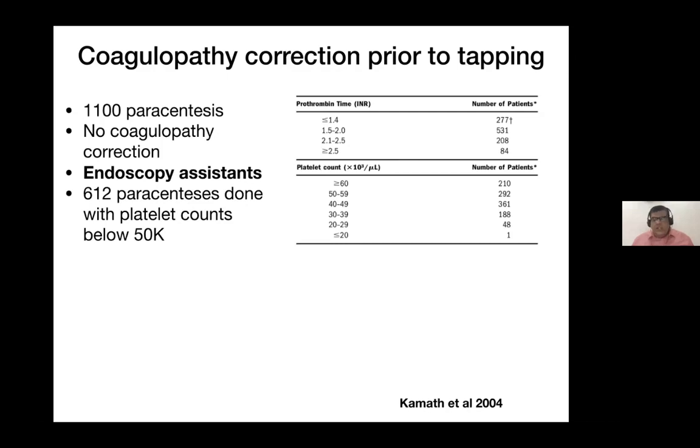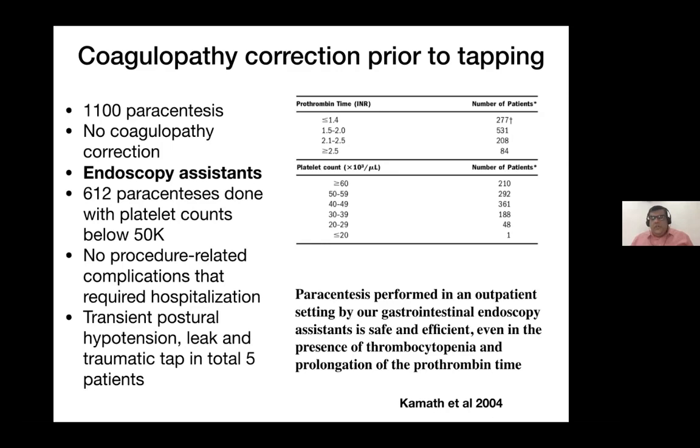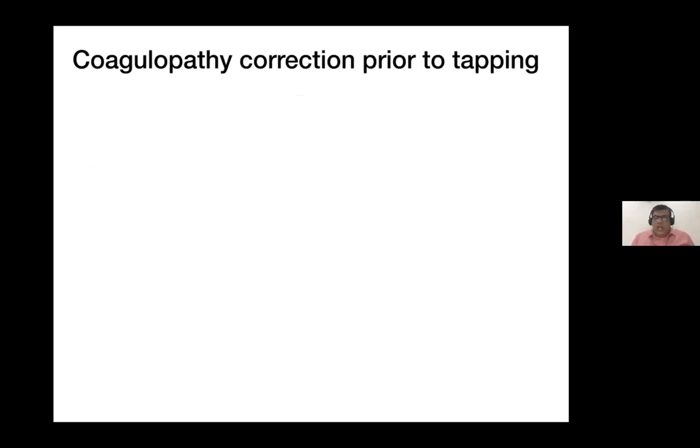So they concluded paracentesis performed in an outpatient setting by our GI endoscopy assistants is safe and efficient, even in the presence of thrombocytopenia and prolongation of the prothrombin time. So routine corrections are not needed.